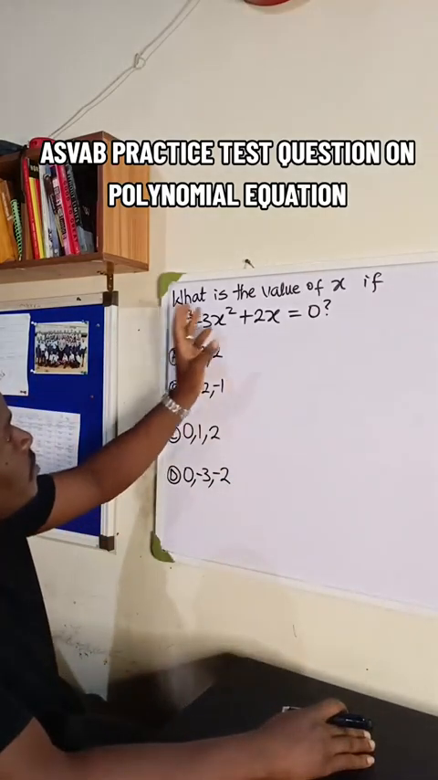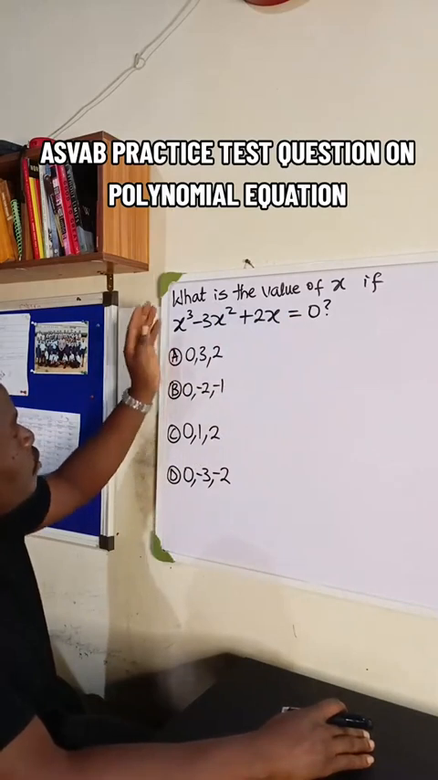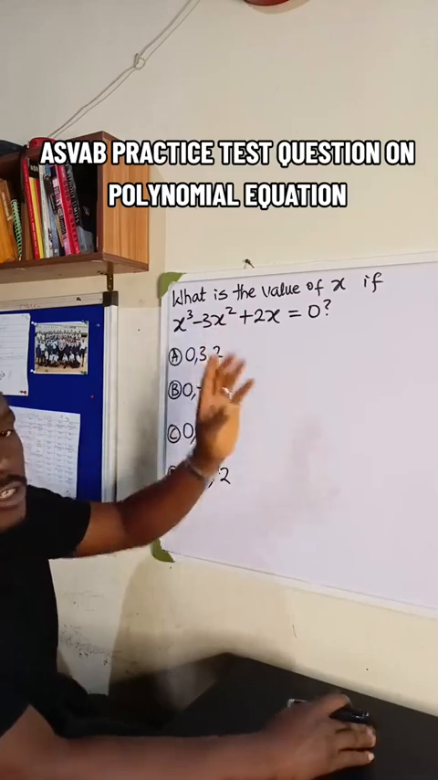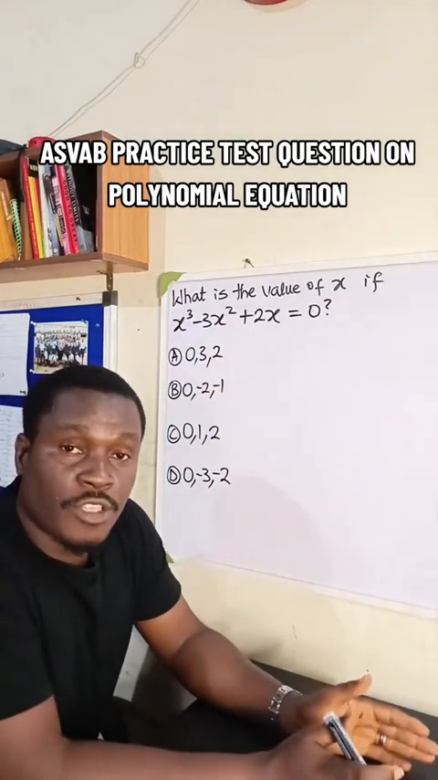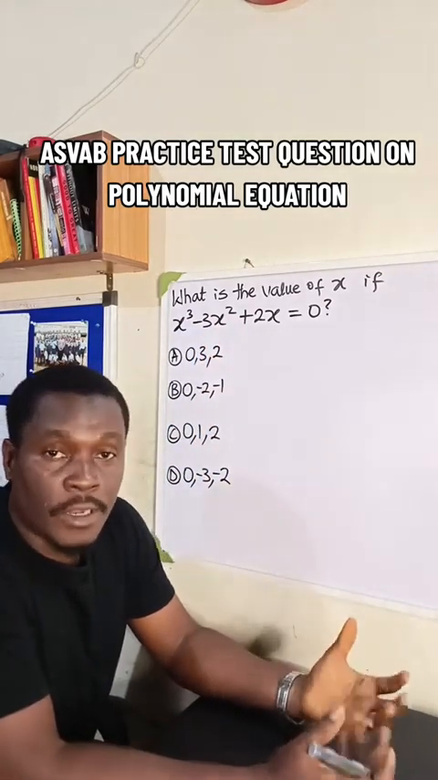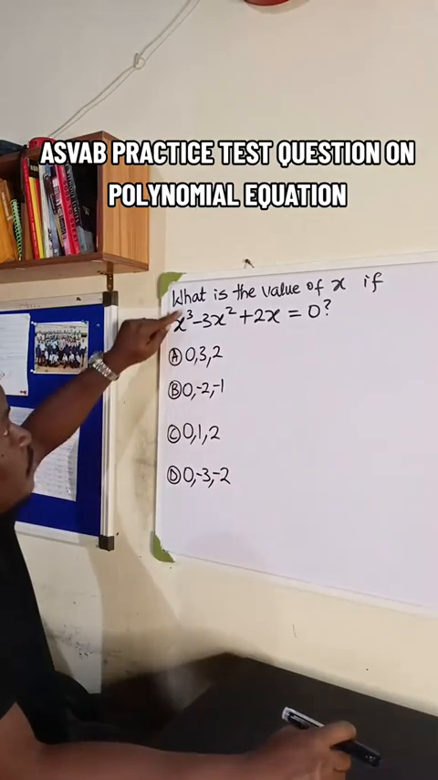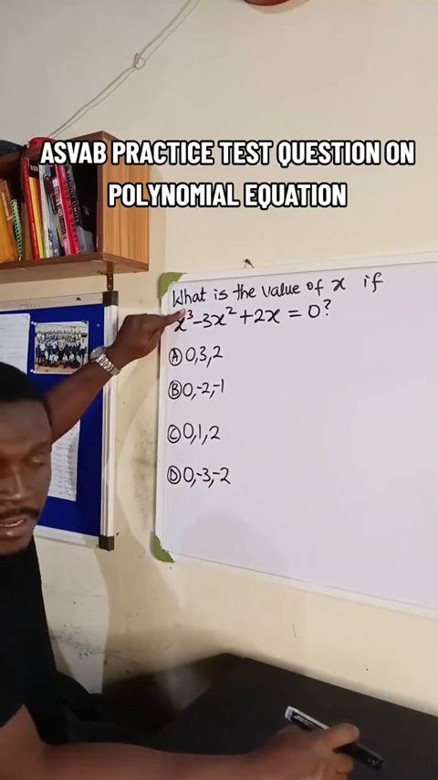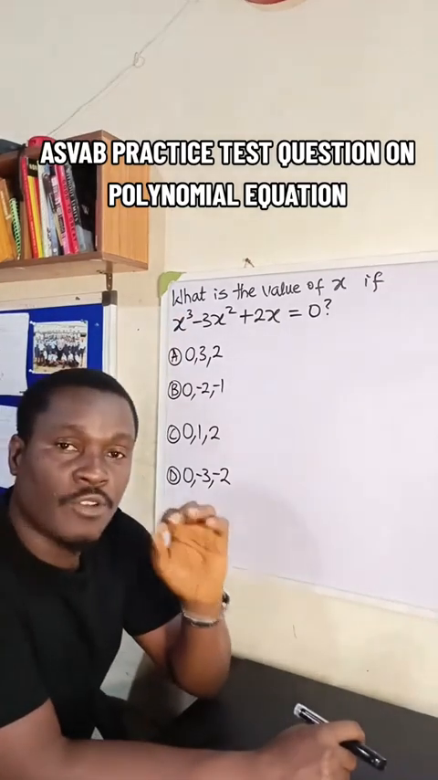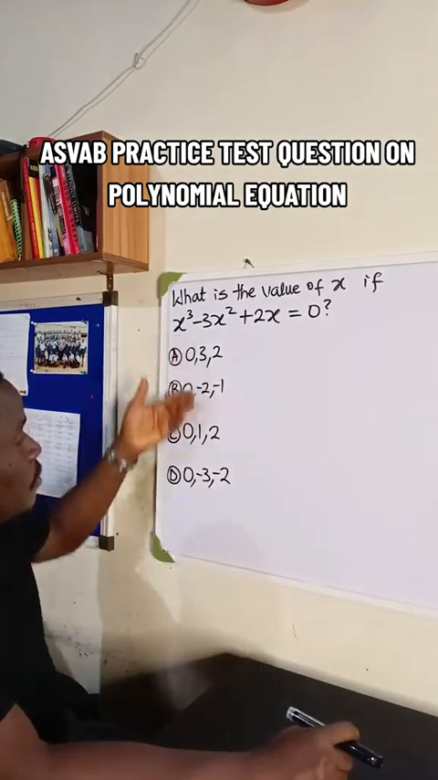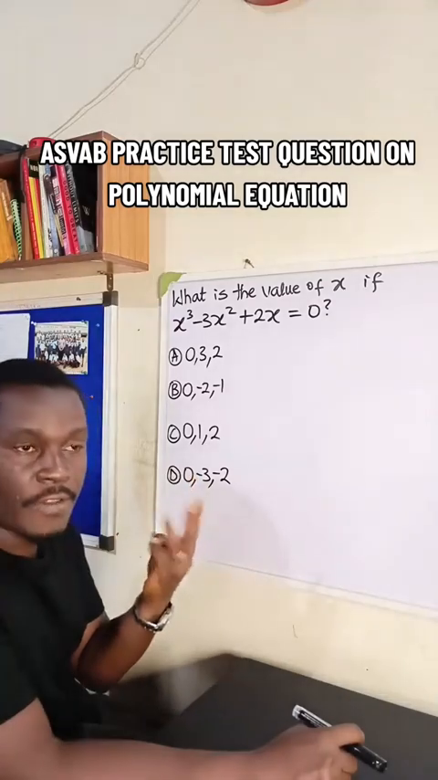The question says, what is the value of x if x to the third power minus 3x squared plus 2x is equal to 0? This is a very simple question involving polynomial equation. So here we can see that the maximum exponent of this polynomial is 3. This means x is going to have 3 values. You can see clearly that in all the options, there are 3 values of x.